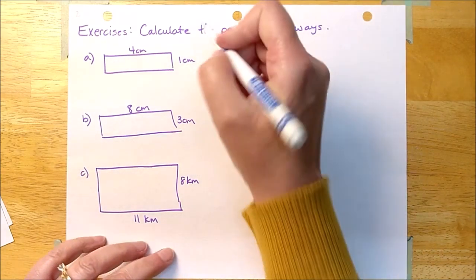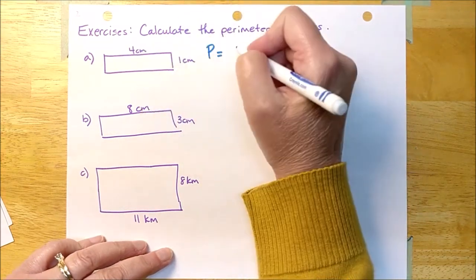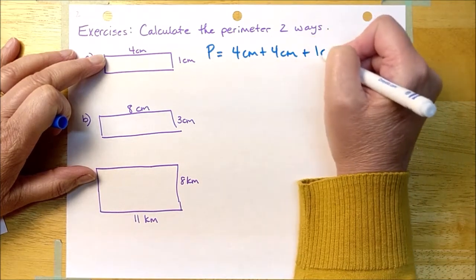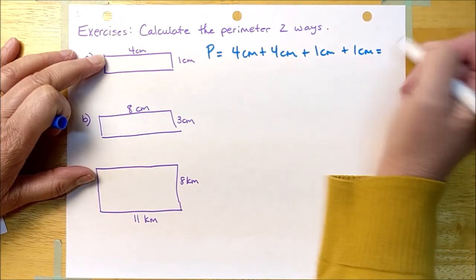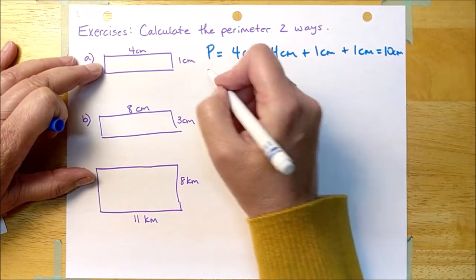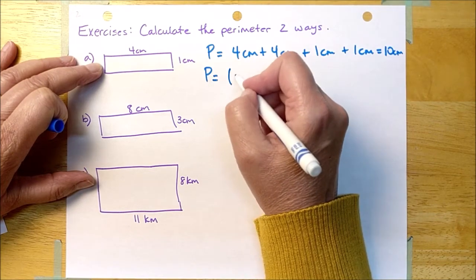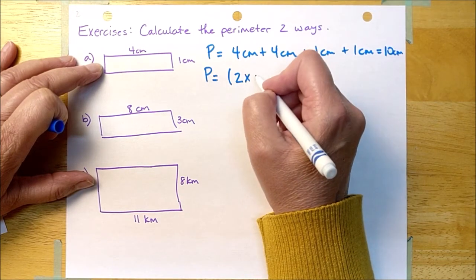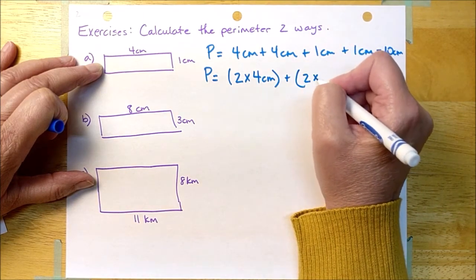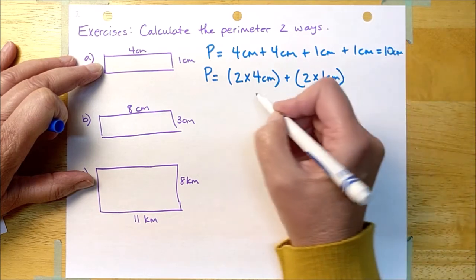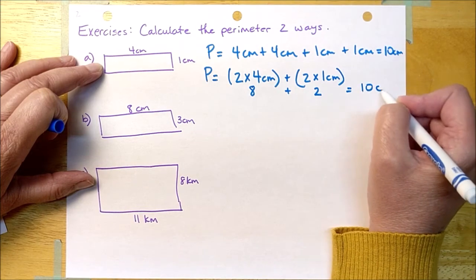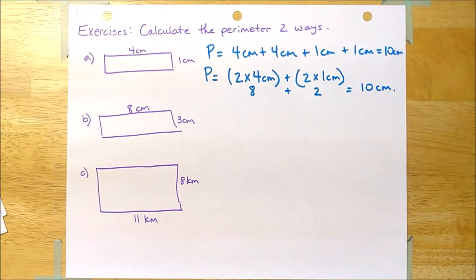Okay, so I am back. Perimeter equals, so I got length plus another length plus width, and I come up with 8, 9, 10 centimeters. Or I can figure out my perimeter as 2 times my length plus 2 times my width. So this would equal 8 plus 2 equals 10 centimeters. There's the 2 ways that I could figure it out.